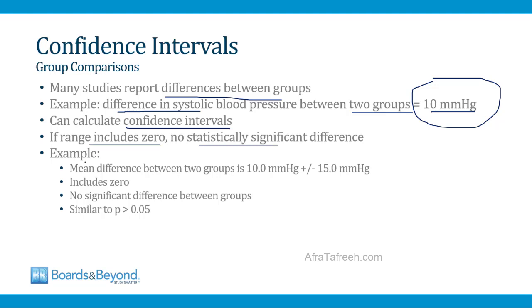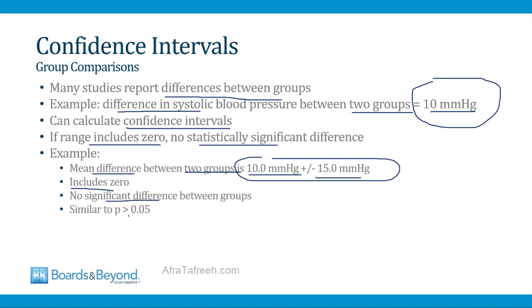So this is easier to understand through an example. So imagine a study reports a mean difference between two groups of 10 millimeters of mercury in blood pressure plus or minus 15. Well, this range of 10 plus or minus 15 includes the number 0, so that means there's no significant difference between the groups. This is similar to finding a p-value of greater than 0.05.